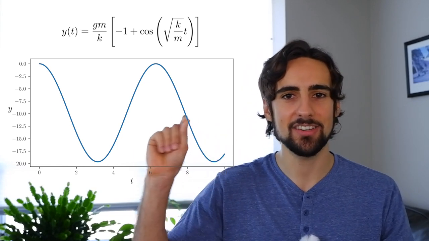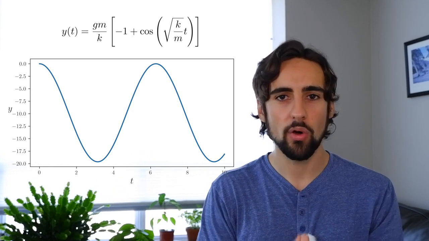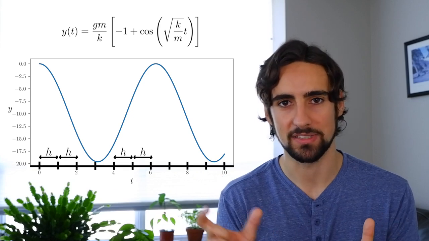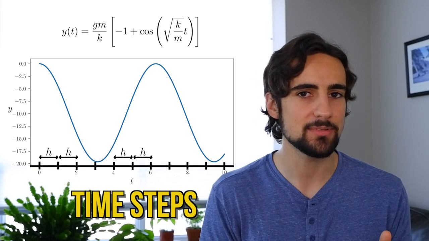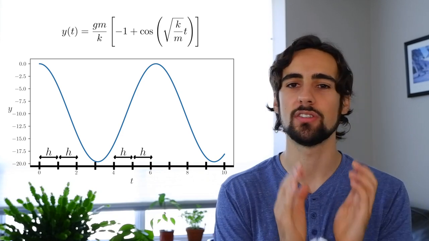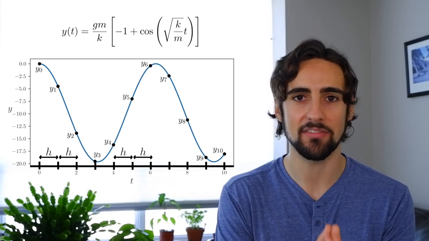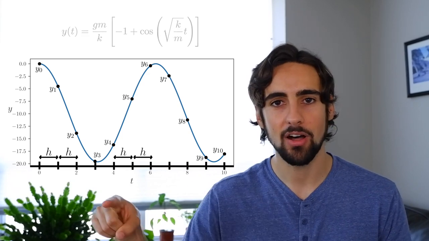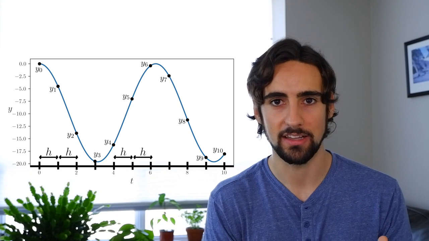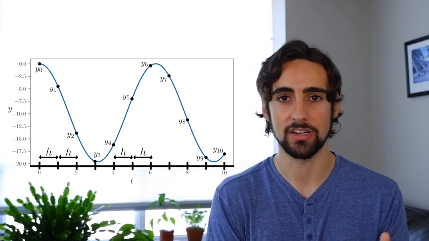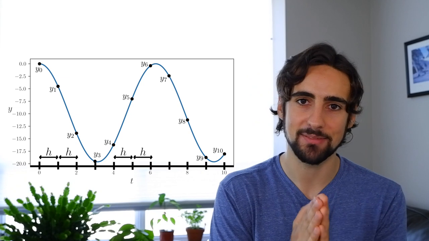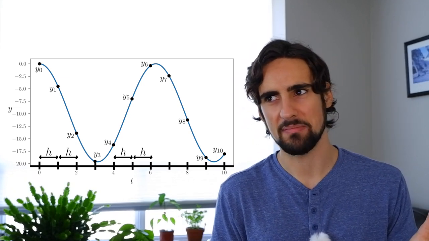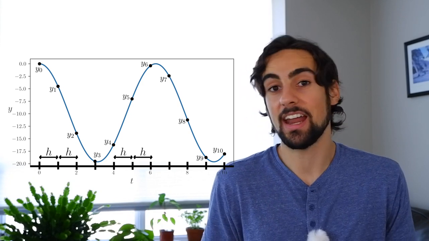Instead of having a continuous function in time, Euler's method is going to discretize time. So we're going to break up time into small time steps, h. Our solution is only going to be defined at those points in time, nowhere else. We're giving up knowledge about the underlying continuous function, and now we're talking about a solution that is only defined at distinct points in time. So if I wanted to know the position of my spring at a time in between two time steps, I'm kind of out of luck.